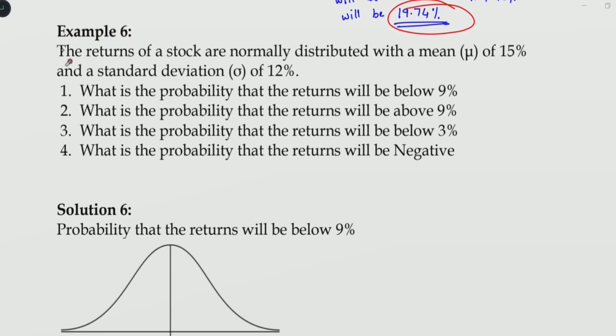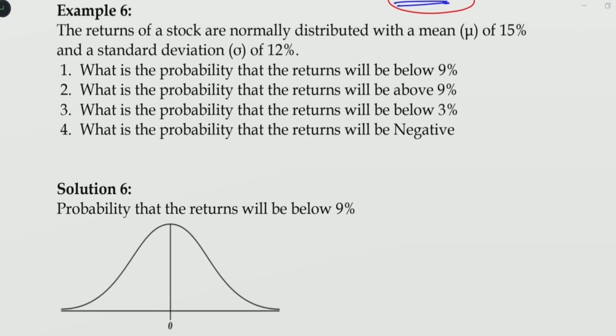Example 6. The returns of a stock are normally distributed with a mean mu of 15% and a standard deviation of 12%. Similar information. What is the probability that the returns will be below 9%? What is the probability that the returns will be above 9%? What is the probability that the returns will be below 3%? And what is the probability that the returns will be negative? So one by one we are going to answer each of these. So getting started with the solution to example 6.